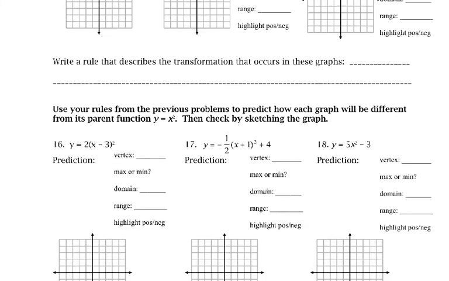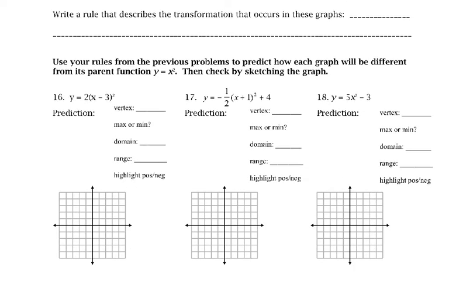When you get to number 16, you're going to use the things that you've learned in the previous problems, and you're going to then take this equation and you're going to predict all of that without graphing it. Then you'll graph it to make sure that your prediction is correct.